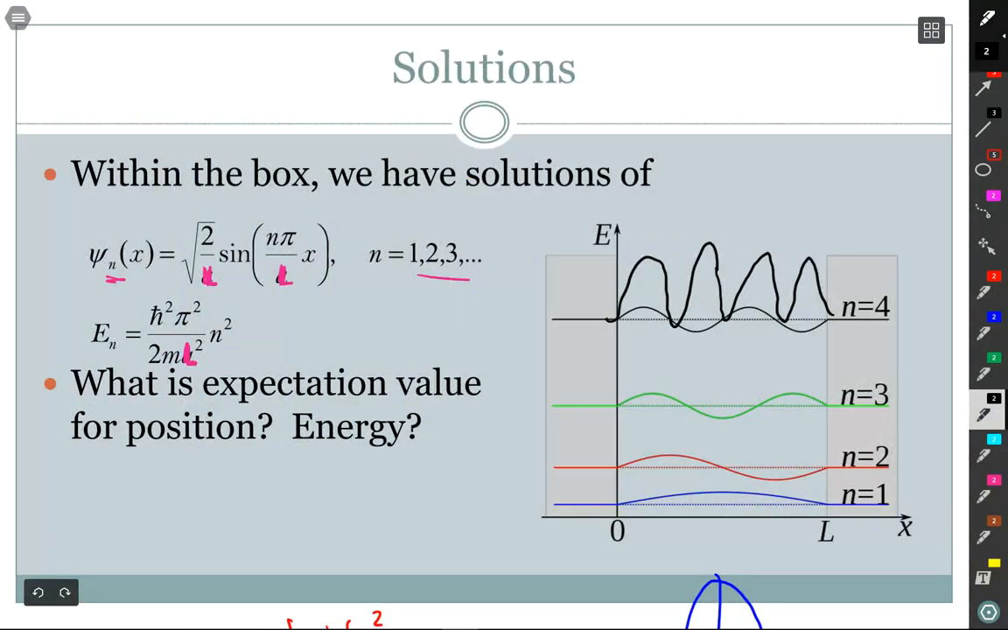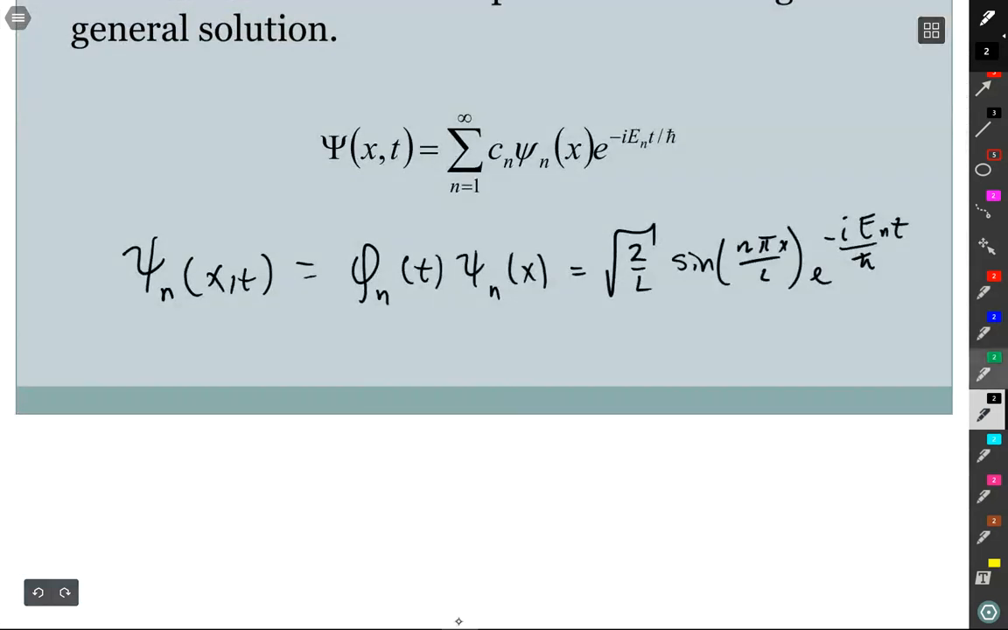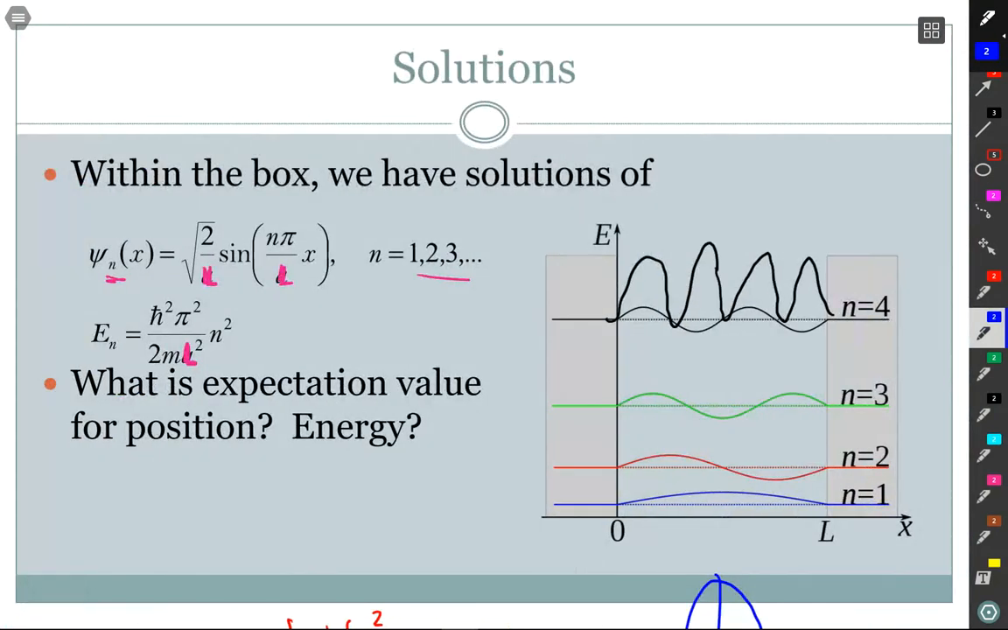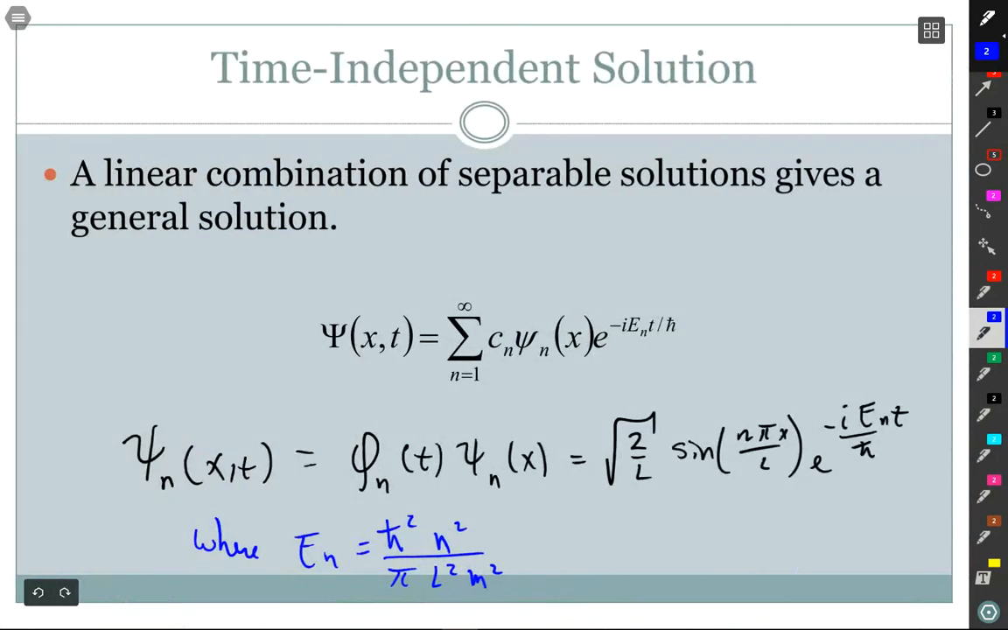The energy is h bar squared pi squared over 2m L squared n squared. Pi is on top, 2 is on bottom. I'm going to do like I did before and move the n out. So the E sub n has to do with n, just like we had it in the spatial portion. So that's my solution for any time if it's in state n.